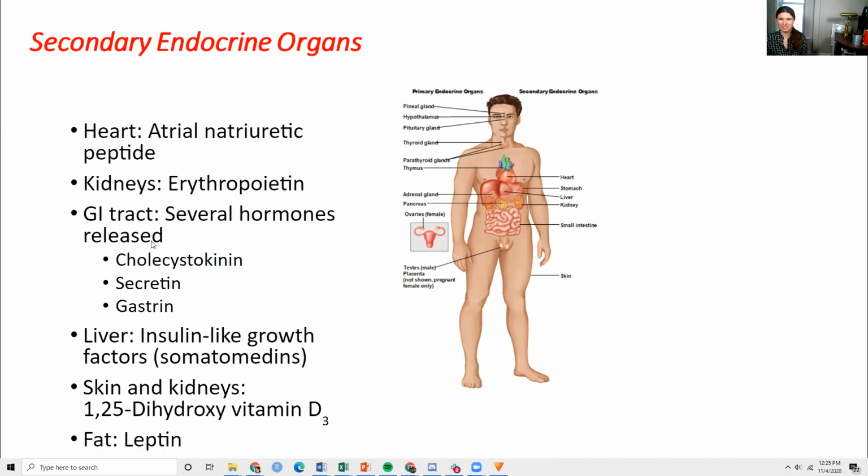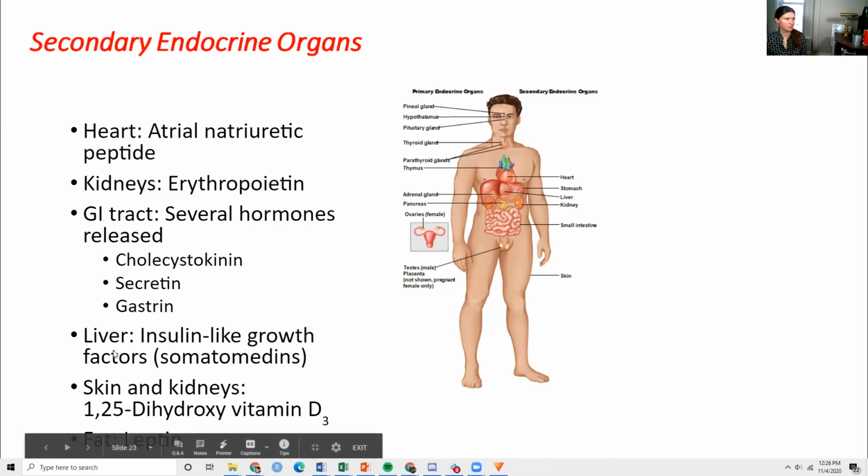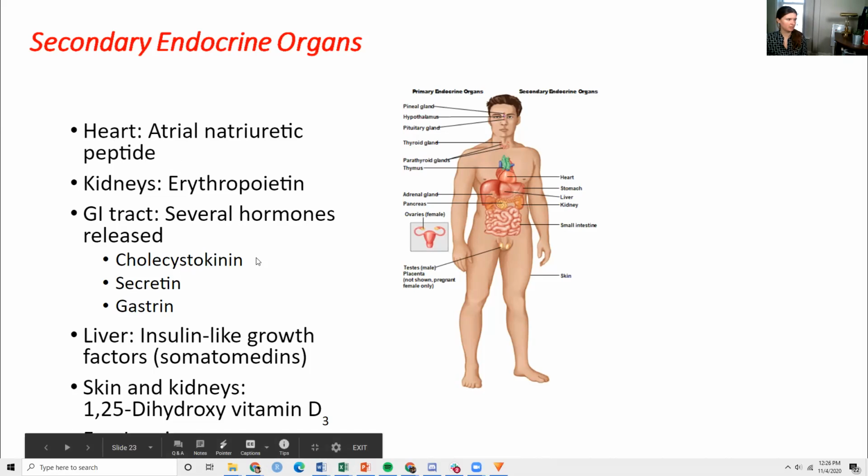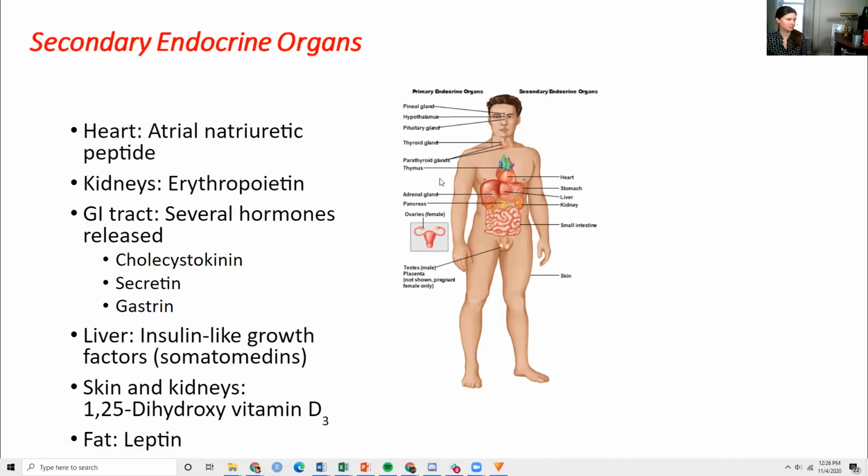The GI tract has several hormones that it releases that control hunger, kind of, which is pretty cool. And we'll talk about insulin in depth. That goes with our pancreas, but we'll also see some insulin-like growth factors involved with the liver. We're probably not going to talk about leptin or D3, but there are a lot of important hormones released by organs that we don't necessarily think of as endocrine organs.